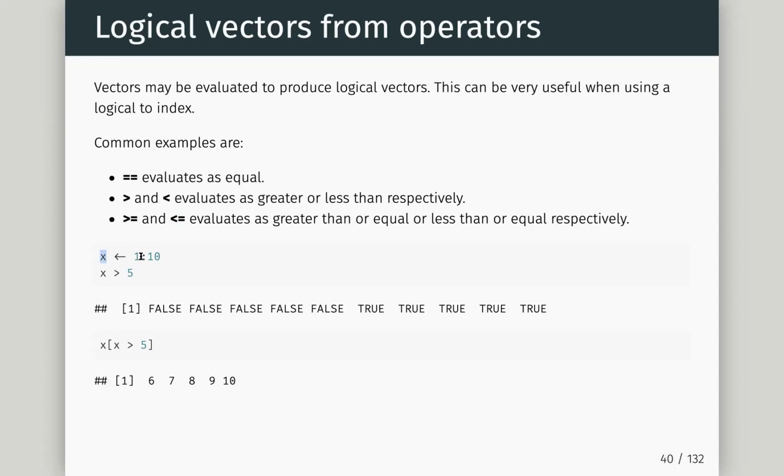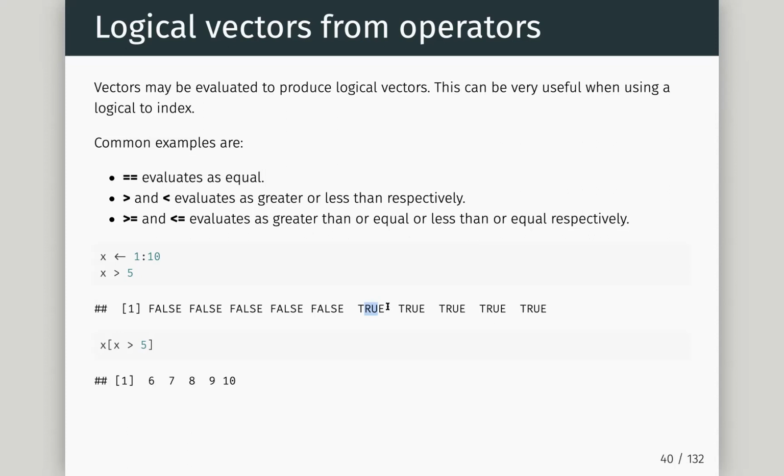So here I'm going to create x is 1 to 10. I haven't actually written that out, but you can imagine. And if I want to then produce a logical vector assessing which values of x were greater than 5, I just do x greater than 5, and I get here printed to the screen my logical vector, the same length as x, false, false, false, false, false. This is the 6th value, so it's going to be 6, 7, 8, 9, 10. They're all greater than 5.